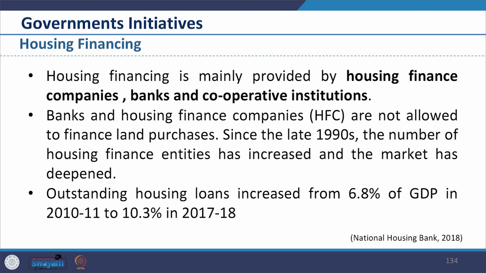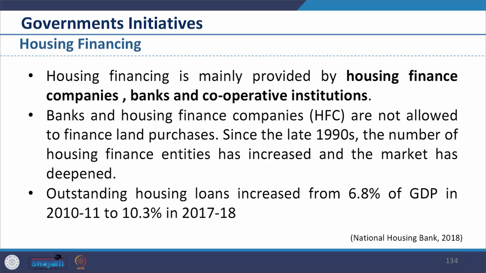Housing financing is mainly provided by housing finance companies. We see that around 80% are public limited and 20% private limited. Banks, and to a much lesser extent, cooperative institutions. Banks and housing finance companies are not allowed to finance land purchases. Since the late 1990s, the number of housing finance entities has increased and the market has deepened. Outstanding housing loans increased from nearly more than 6% of GDP in 2010 to 10.3% in 2017-18.